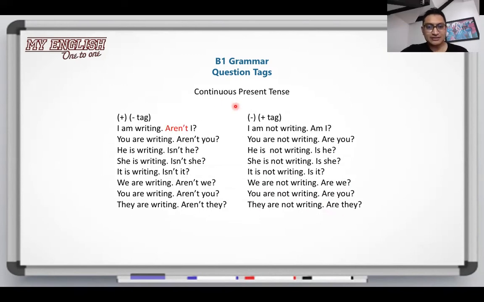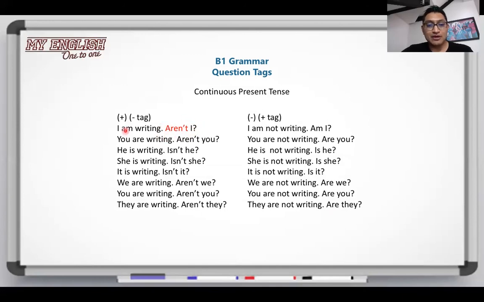Now we're going to check question tags in continuous present tense. Again, positive sentence, negative question tag. I am writing, aren't I? Here we had said that in the case of I am for continuous present tense, the tag question has to be aren't I for the first person. That's why I'm putting this in red. This is an exception and this is correct.